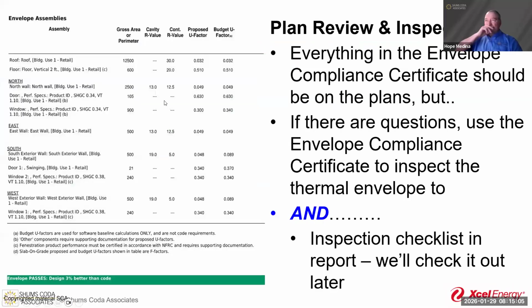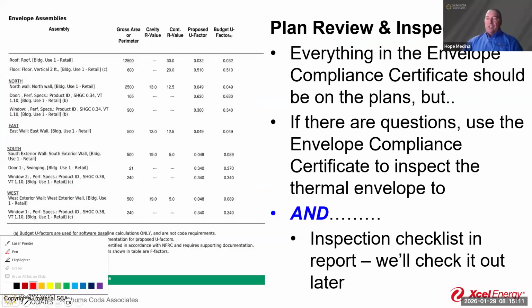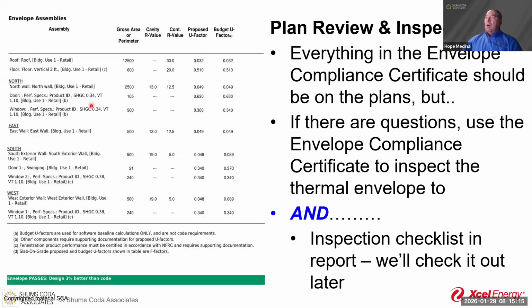Here we can see our COMcheck, what we have happening, and how everything's going to be looking. So when we're doing our inspections, we're going to start off with our roof. We're going to verify that we have a continuous R30 up there. See that that's there. We're going to take a look at our walls and verify that we have our cavity and continuous insulation installed.